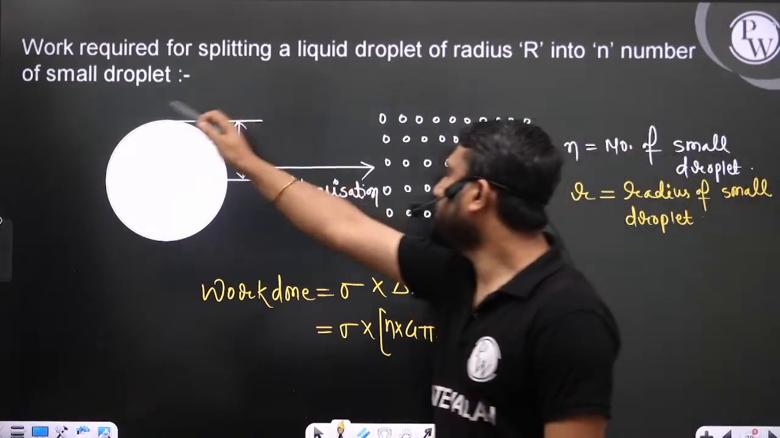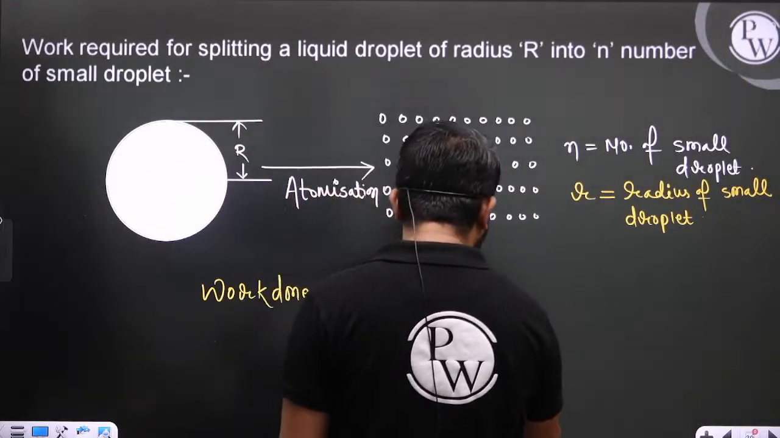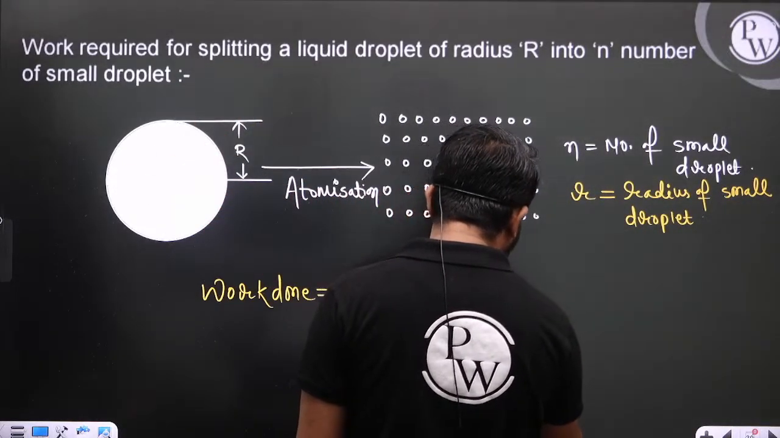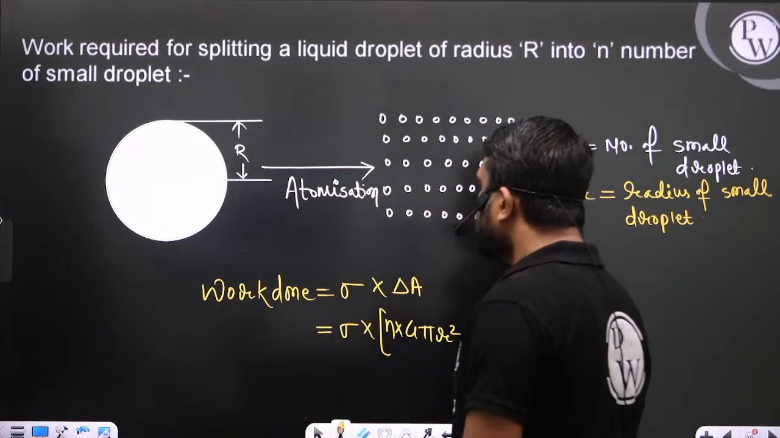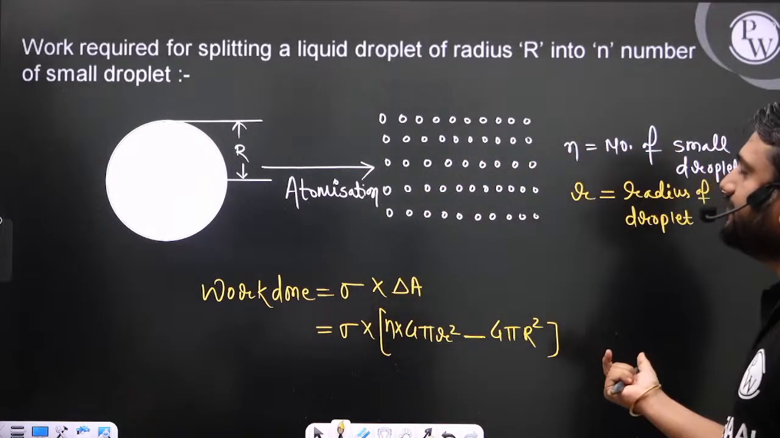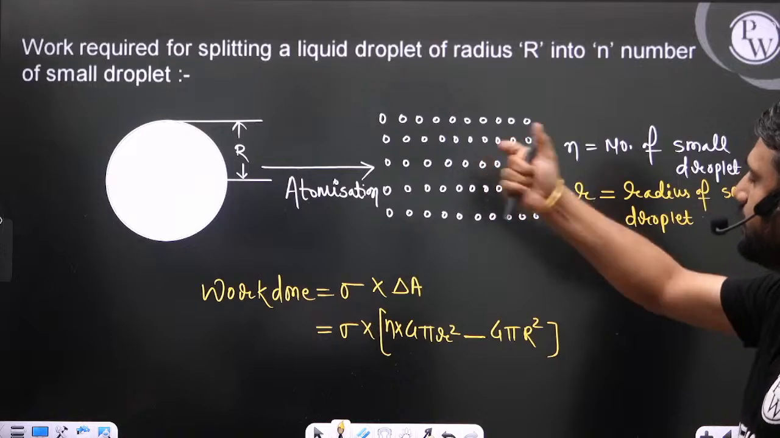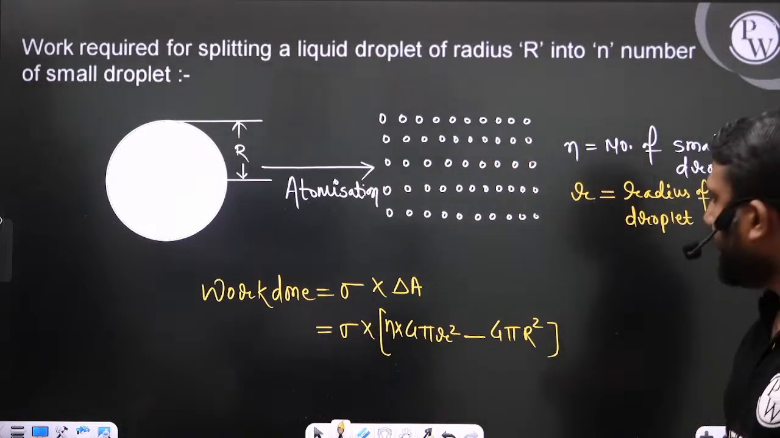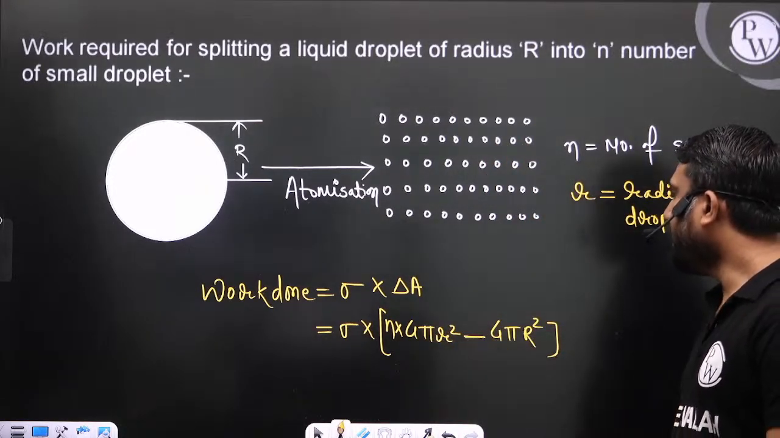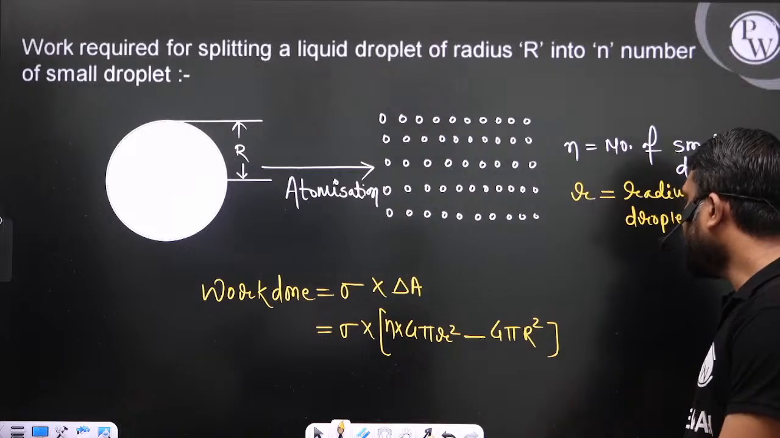And what is the surface area of this bigger droplet? This is nothing but 4 pi capital R square, right? So this is the work done which is required for this particular process: sigma multiplied by n into 4 pi r square minus 4 pi capital R square.